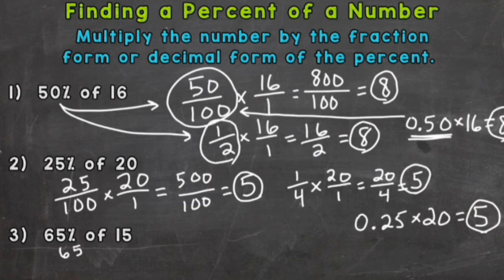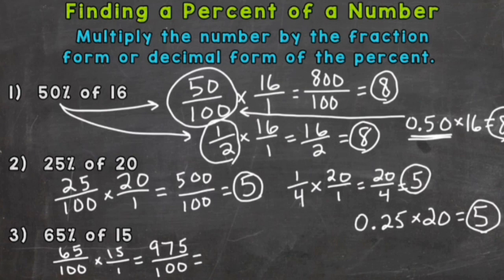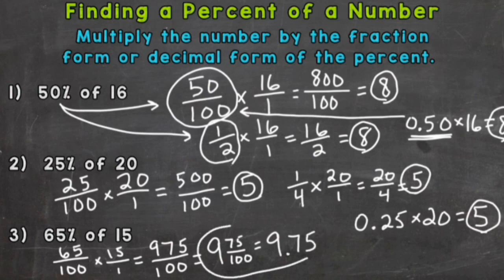Now, the last question here is to find 65% of the number 15. That is 65 over 100 times 15 over 1. That is 975 over 100. When we do this division, we are going to get 9 whole number 75 over 100. Or we can express this as a decimal, 9.75. Both answers mean the same thing. It's just a different way of writing it.